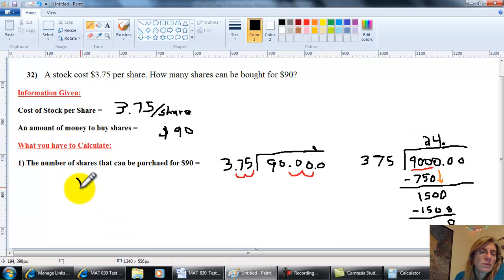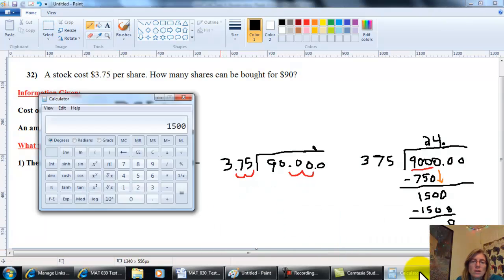So the answer then is 24 shares can be purchased with $90. And you can check your answer by multiplying back the 24 times the 375. If you bought 24 shares at $3.75, multiply it 24 shares, you get $90, yes.